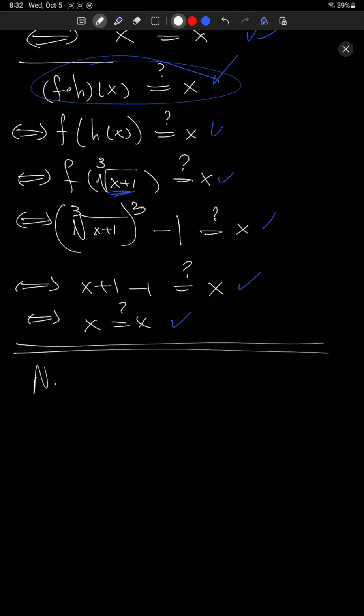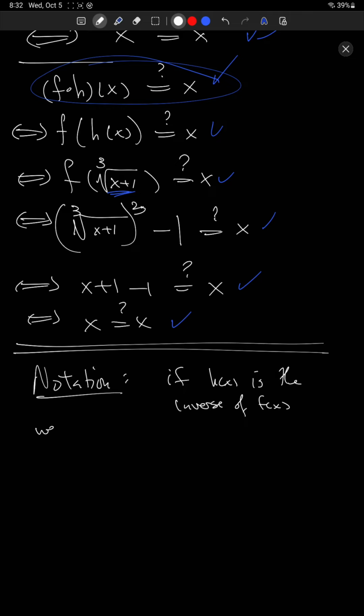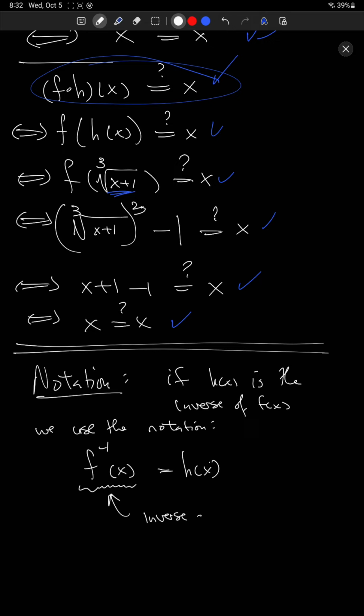Okay, a bit of notation. If H is the inverse of F, we use the notation f inverse of x equals h of x. So this is the notation for the inverse right here. So when you see f to the minus 1 of x, that means the inverse.